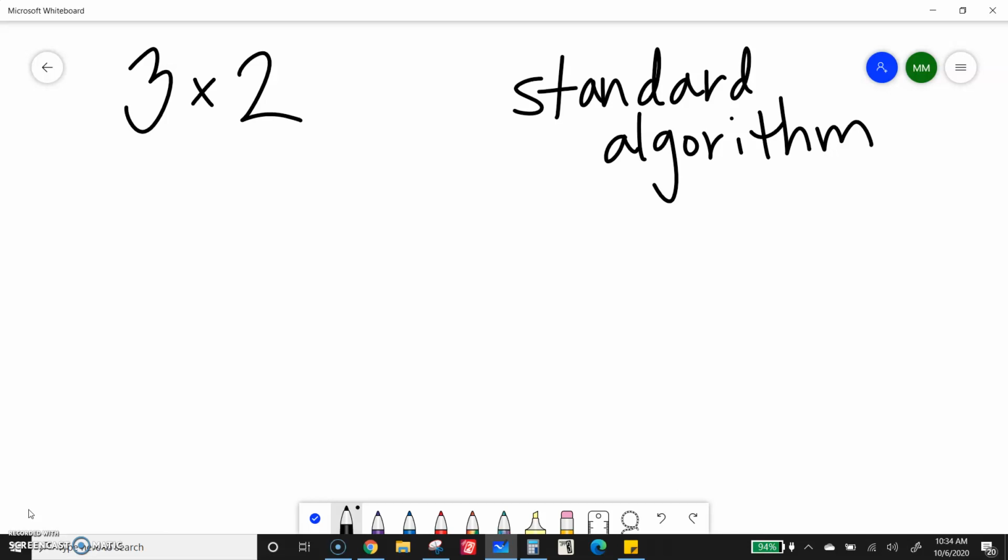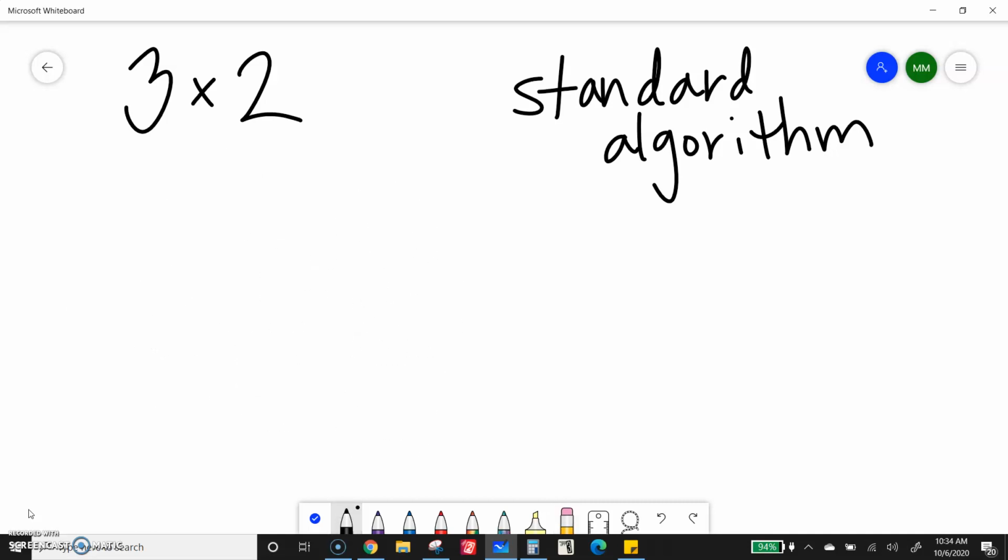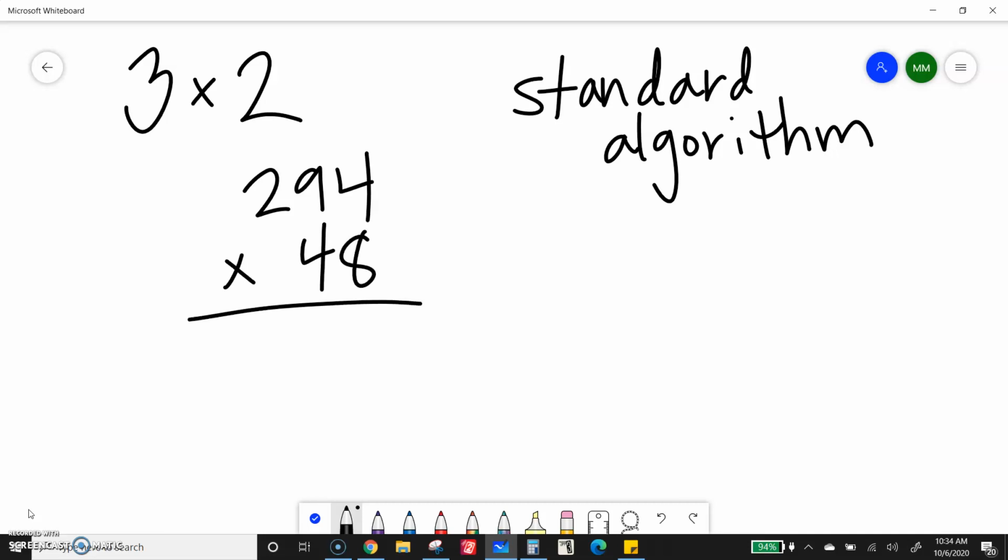All right, so the first one I'll show you is 294 times 48. So a lot of it is the same. Actually, I'm going to write that a little smaller so I have more space. 294 times 48. There we go. That'll be better. So I'm going to start with my ones, just like I did before.